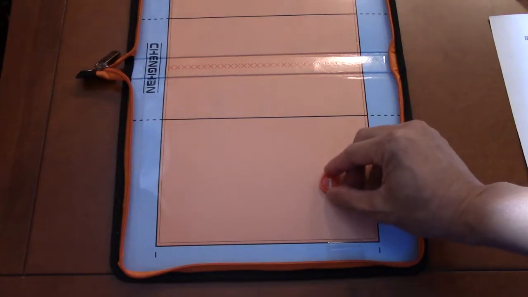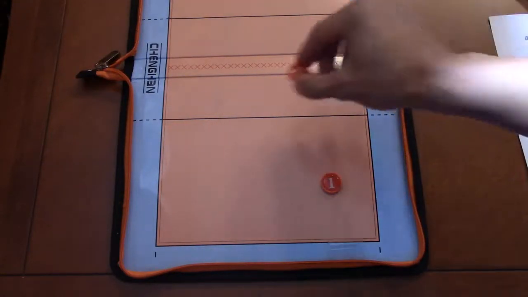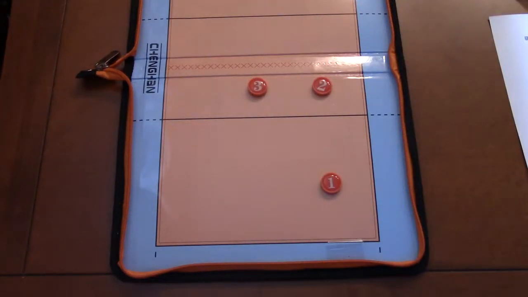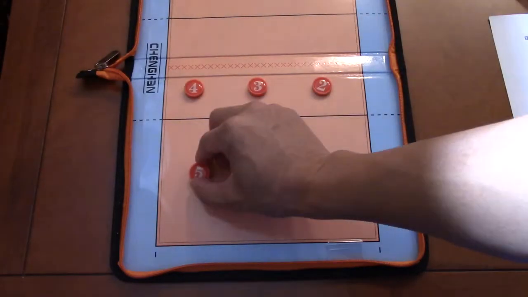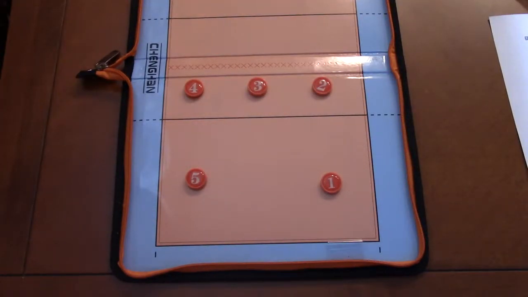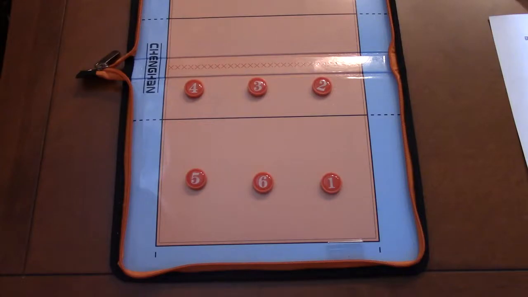So right back is position 1, right front is position 2, middle front is position 3, left front is position 4, left back is position 5, and middle back is position 6. So notice that the positions are numbered in the order that the players will serve in. Alright, so let's go ahead and get right into the rules.